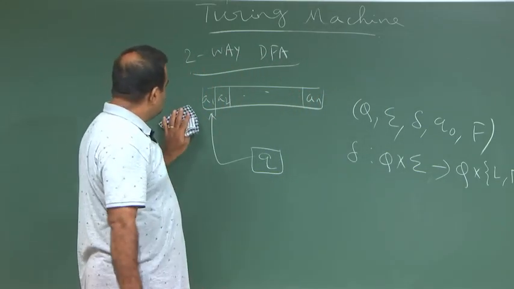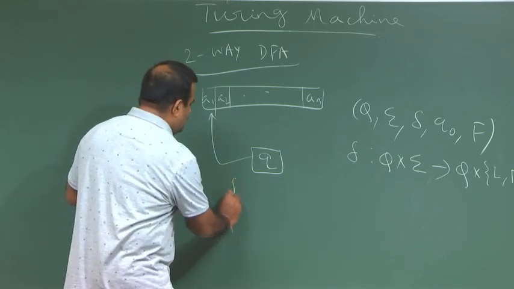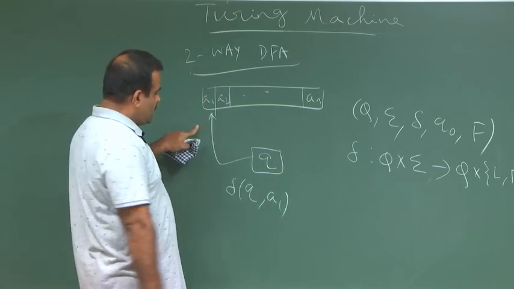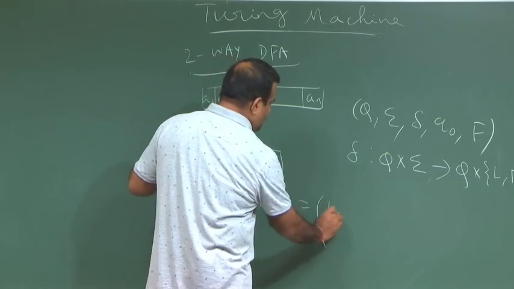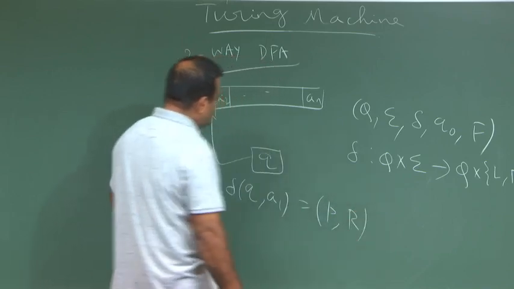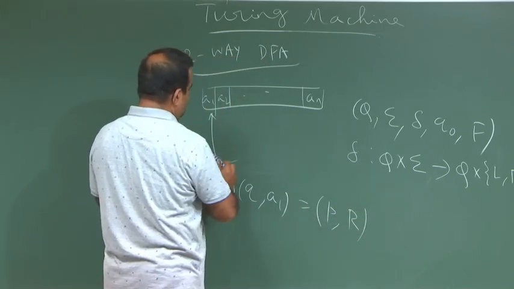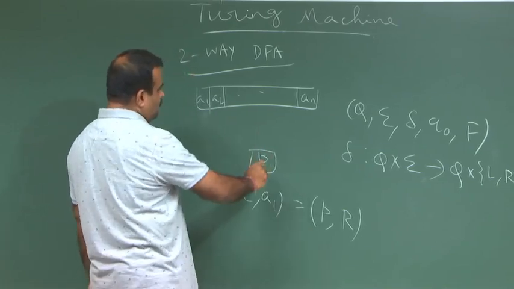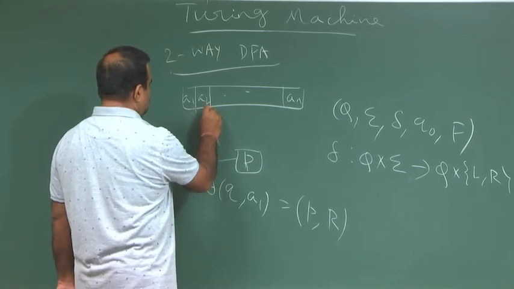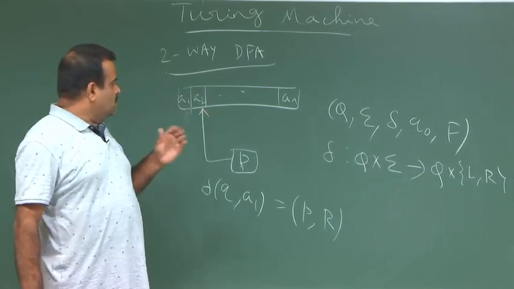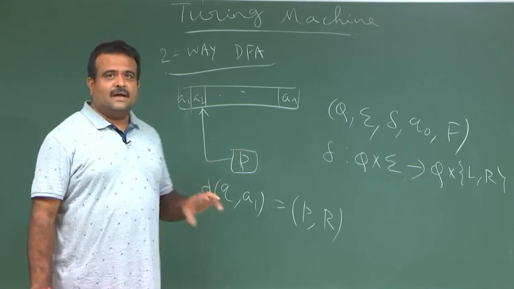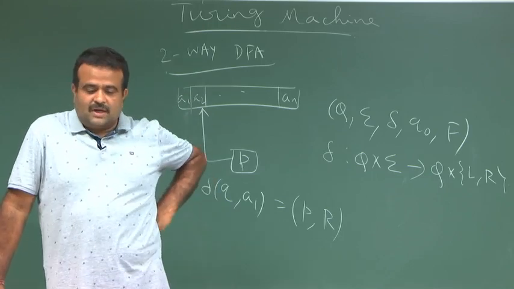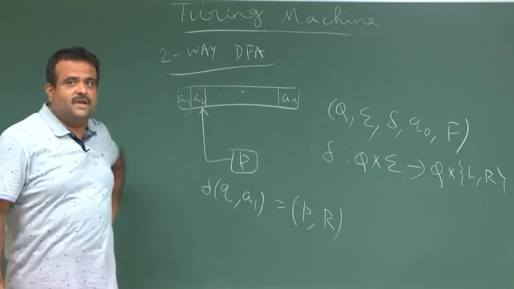So, if the delta of Q, A1 is, say, P R, this is the heading of the tape. That means the state will change to P, and the tape head will move to the right of this. So, this will go here. This way the tape head can go to the left position or the right position. That is the way we define the two-way DFA.